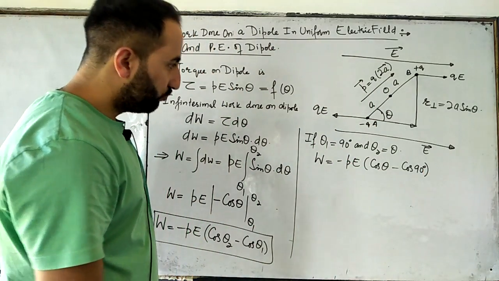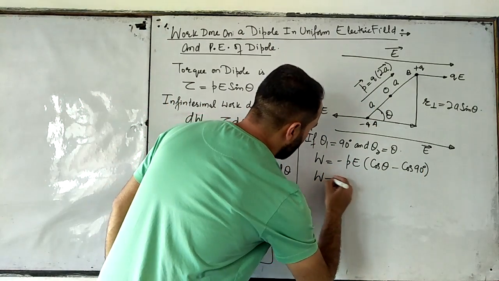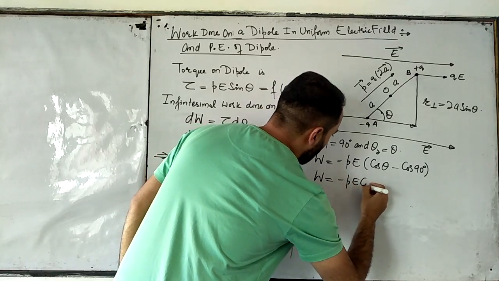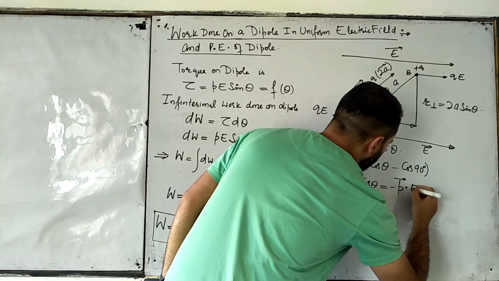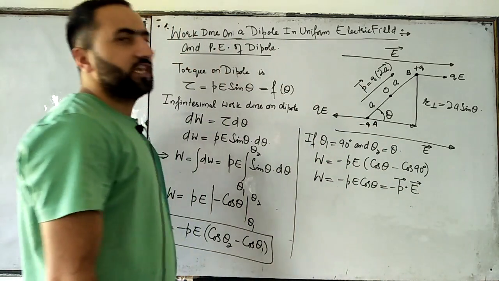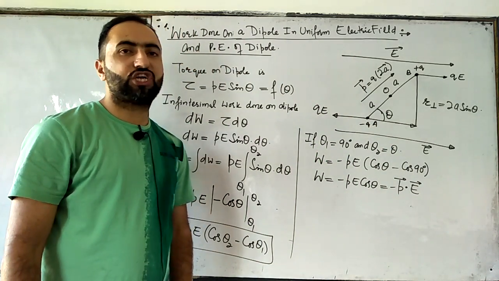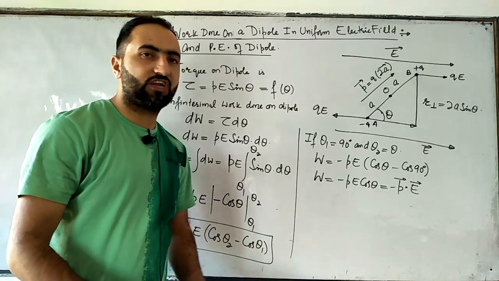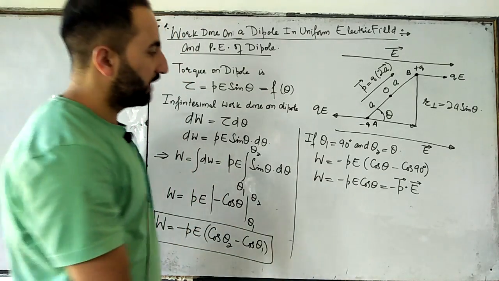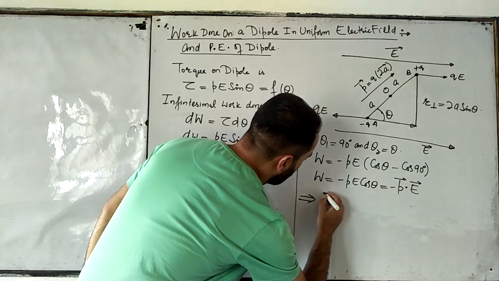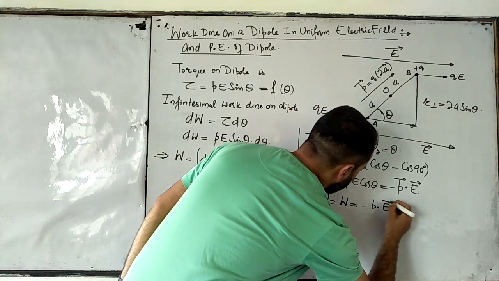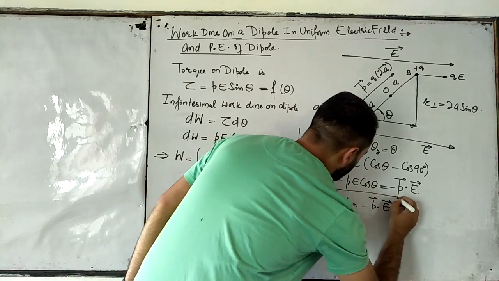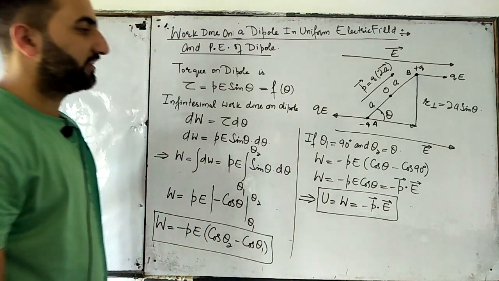Equal to what, beta? Equal to 0. So work done will be equal to minus PE cos theta, or simply equal to minus P dot E. Okay? And then this work done is stored as the potential energy of the dipole. It is done by the external agents and stored as potential energy of the dipole. So this implies that the potential energy is equal to the work done, which is equal to minus P dot E. So this is the expression for the potential energy of the dipole.